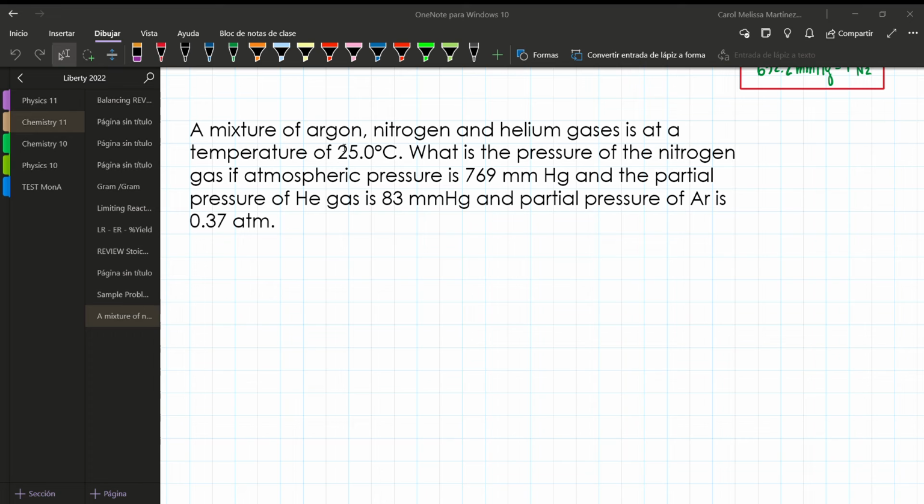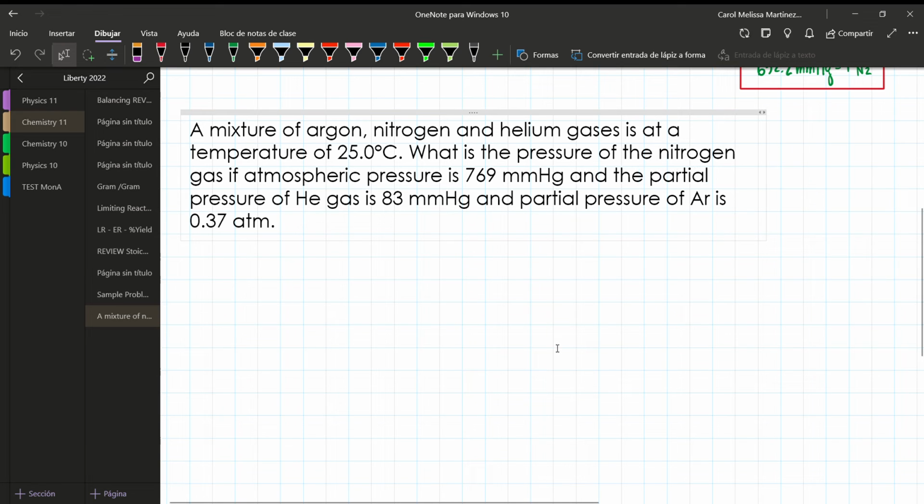So it says: a mixture of argon, nitrogen, and helium gases is at a temperature of 25 Celsius. What is the pressure of the nitrogen gas if atmospheric pressure is 769 millimeters of mercury and partial pressure of helium gas is 83 millimeters of mercury. Partial pressure of argon is 0.37 atmospheres.